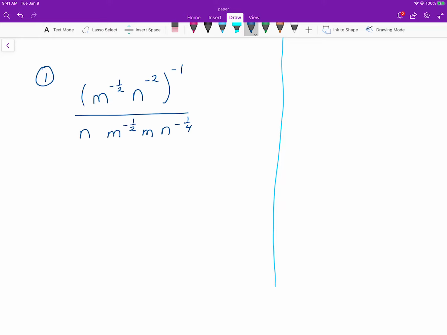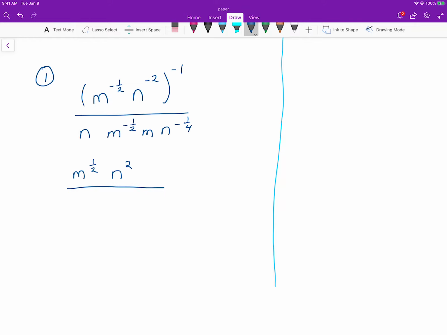I'm seeing they're not separated by any pluses and minuses, so it's not m to the -1/2 plus n to the negative second power. That's what I mean. So we should do that. So now, when we have a power raised to a power, we multiply. I'm going to have m to the 1/2 power times n squared. I distributed the -1 to both of those.